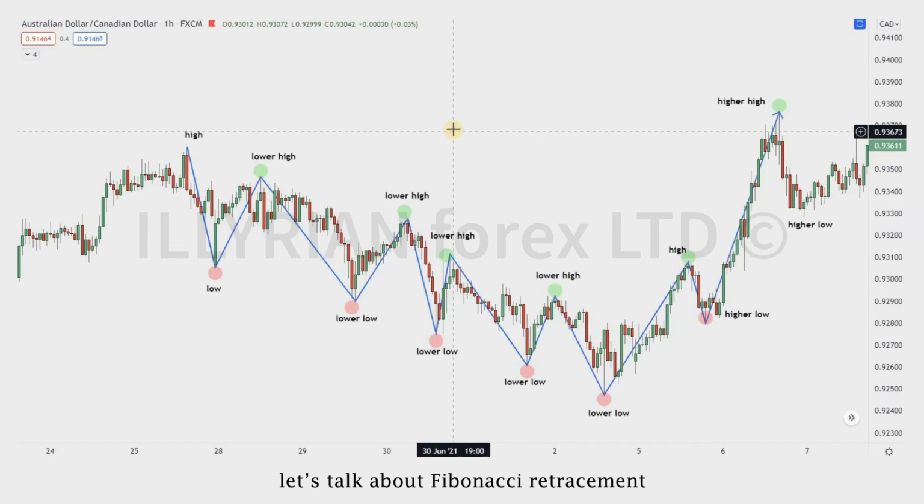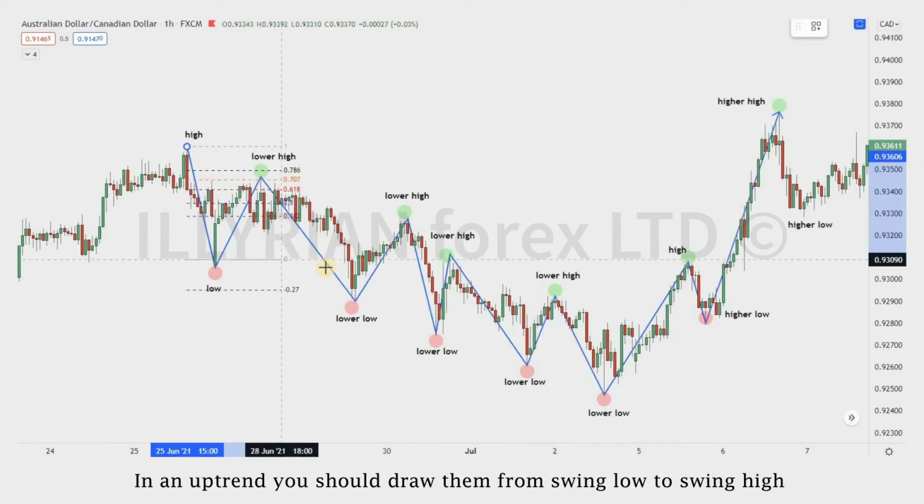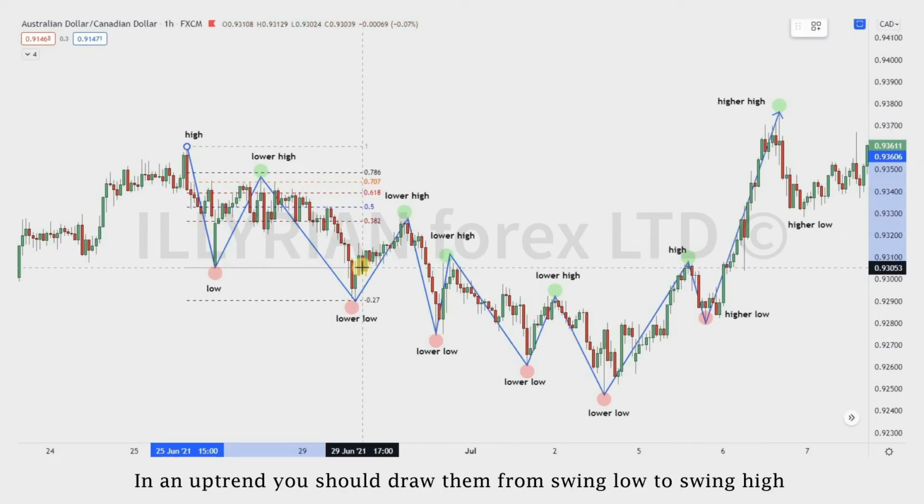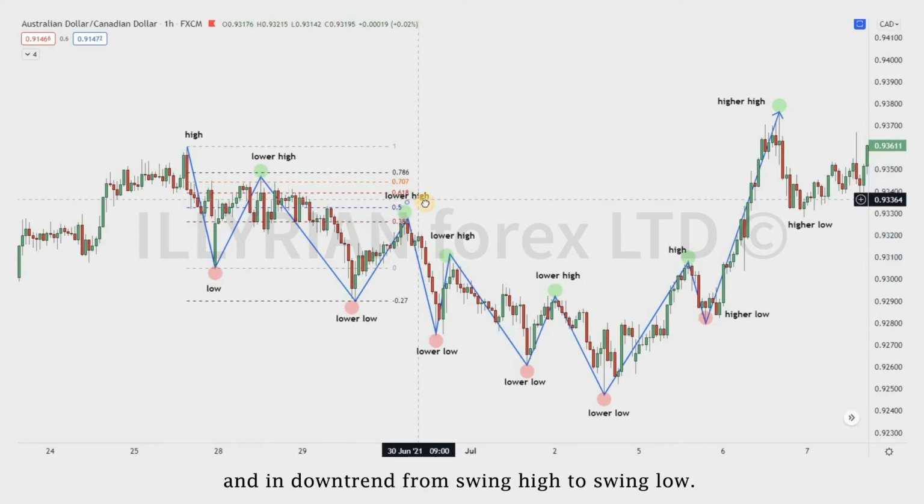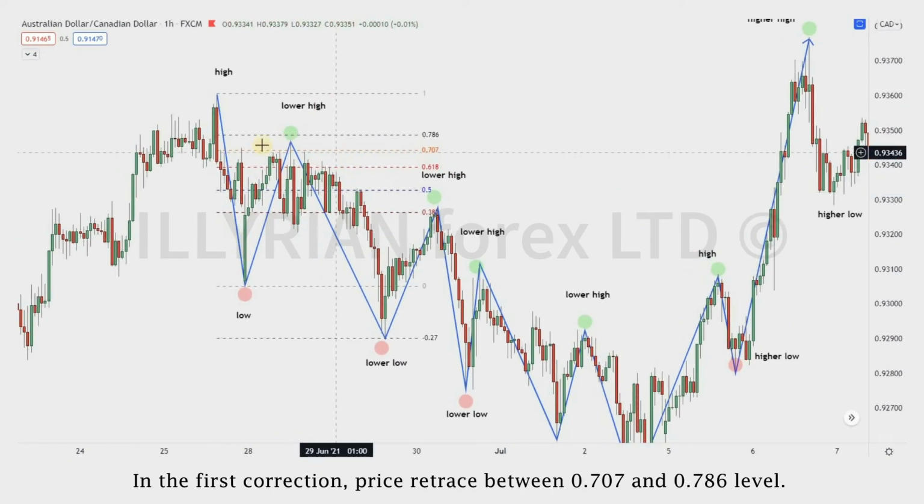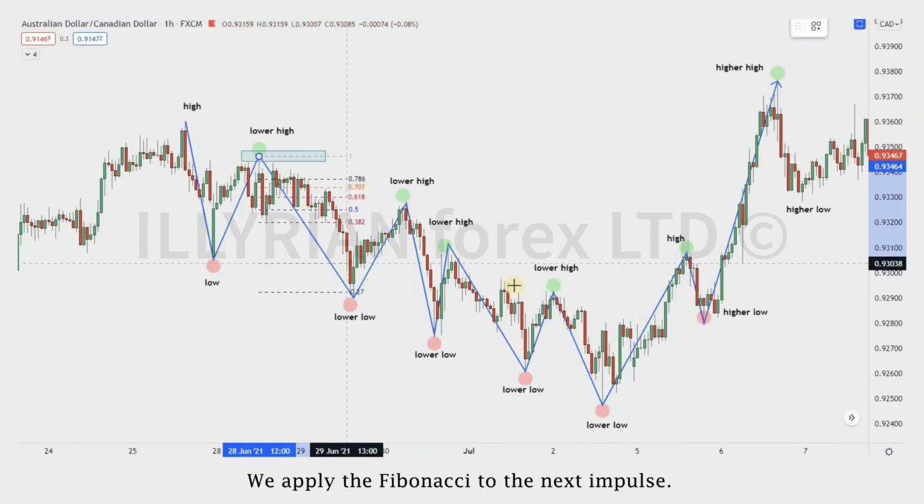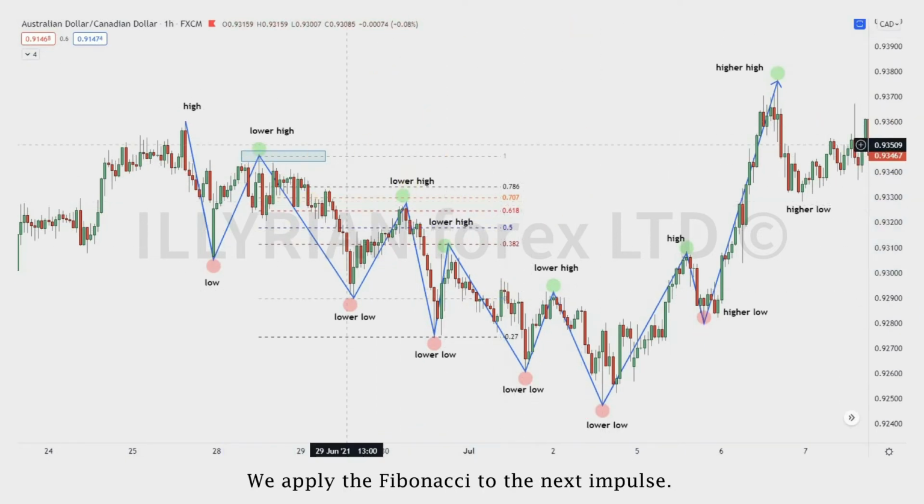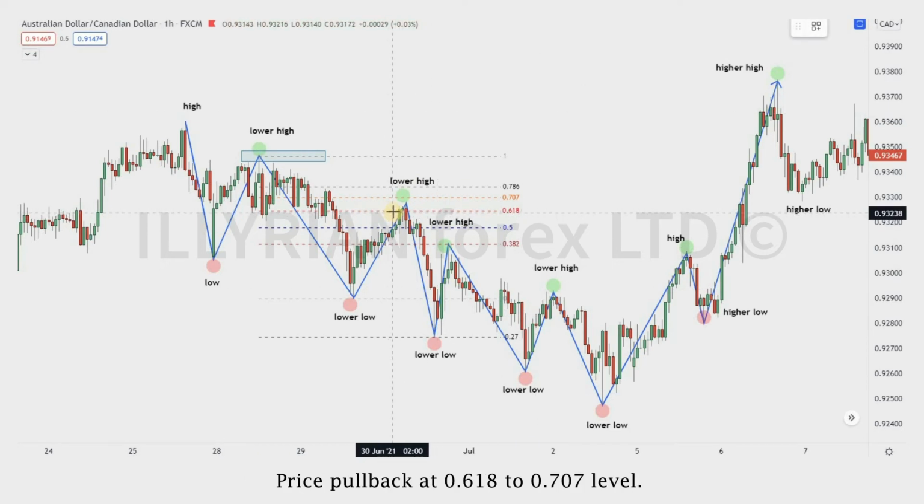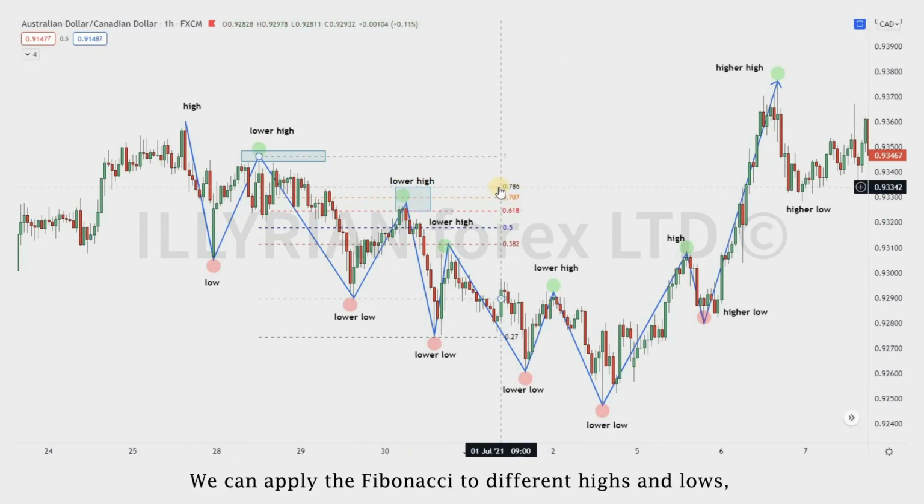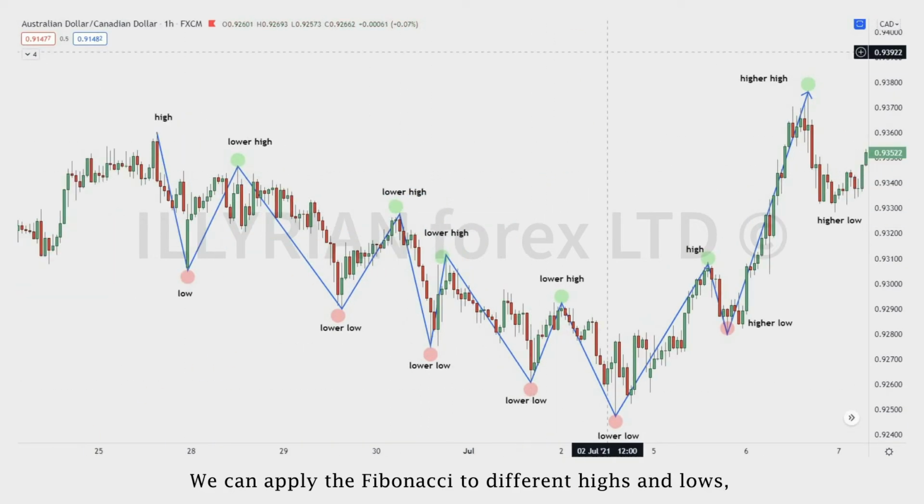Let's talk about Fibonacci retracement. In an uptrend you should draw them from swing low to swing high, and in a downtrend from swing high to swing low. In the first correction, price retraced between 0.707 and 0.786 level. We apply the Fibonacci to the next impulse. Price pulled back at 0.618 to 0.707 level. We can apply the Fibonacci to different highs and lows.